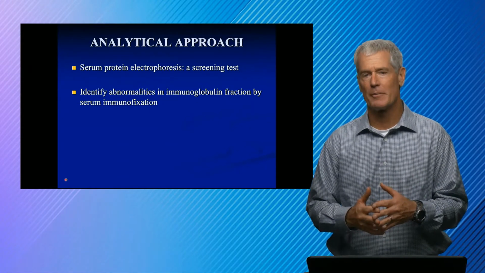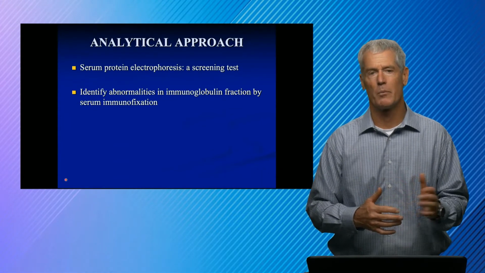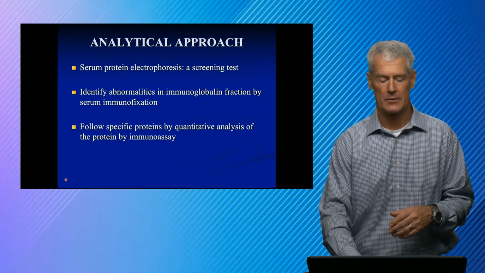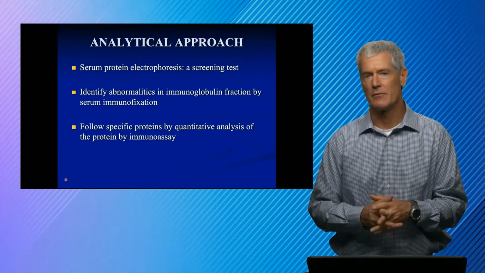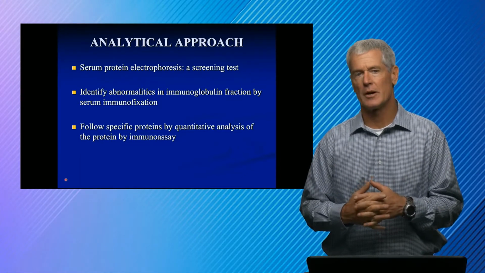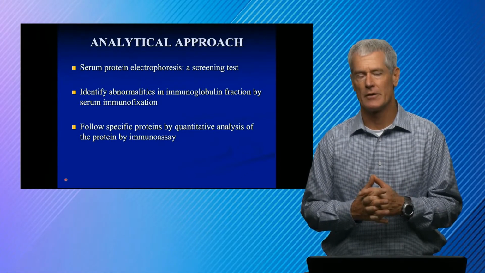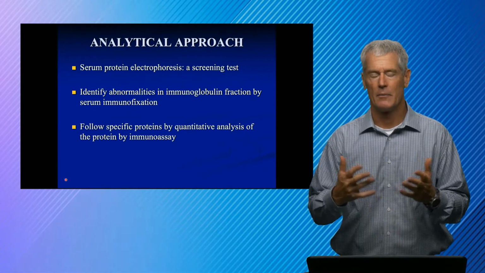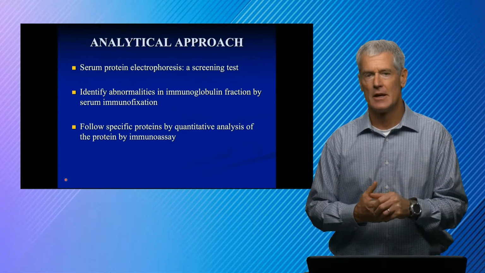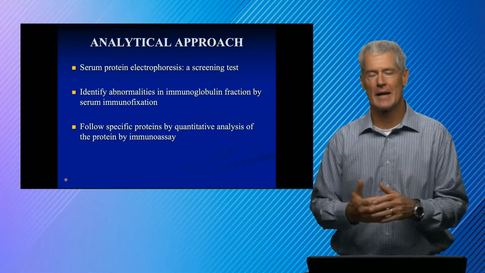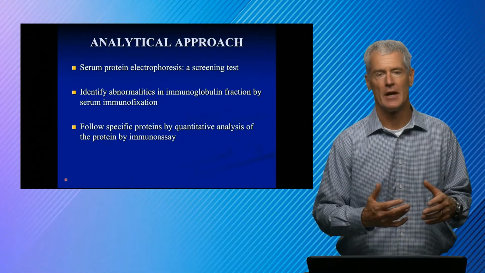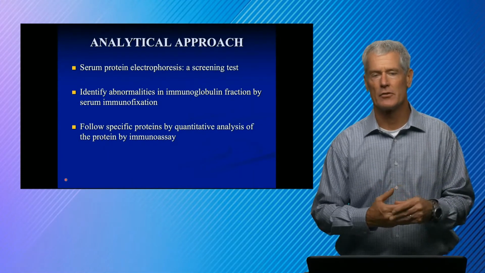Typically, if we find an abnormality on an SPEP, we're going to follow that up with an IFE. And we're going to go through what both of those mean. And as I said in the beginning, if you're interested in a specific protein, for example, one of the things that shows up is alpha-1 antitrypsin deficiency. By SPEP, you can identify an alpha-1 antitrypsin deficiency, but you don't really know how bad it is. And so you would follow that up with a quantitative immunoassay to figure out how much alpha-1 antitrypsin you still have.